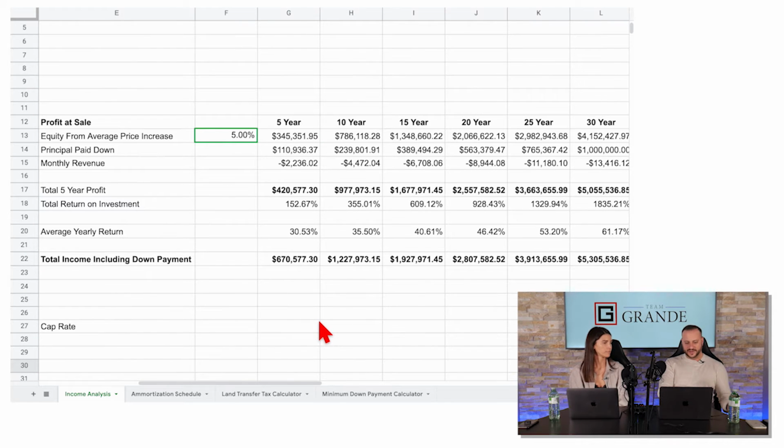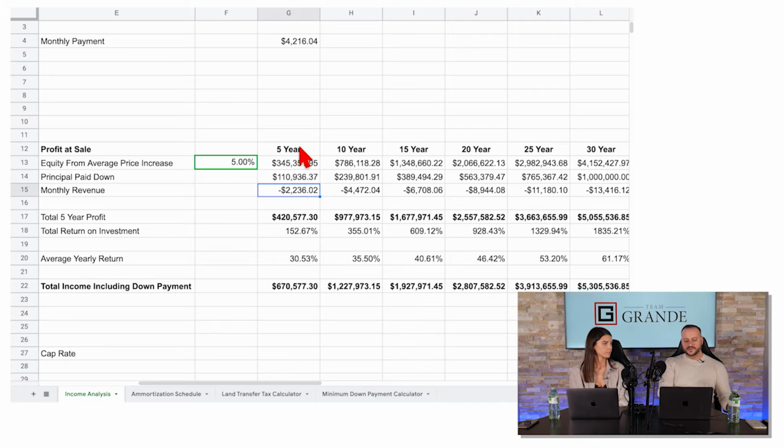Let's look at the returns in 5 years. In 5 years, it's cost you basically $2,200. The increase from equity, you're still getting your market increase. Because you paid a higher price, and the market's going higher, you're making $345,000 over 5 years. And then you're having $110,000 in principal paid down. So you make $420,000 in 5 years, and all it costs you is $2,200.